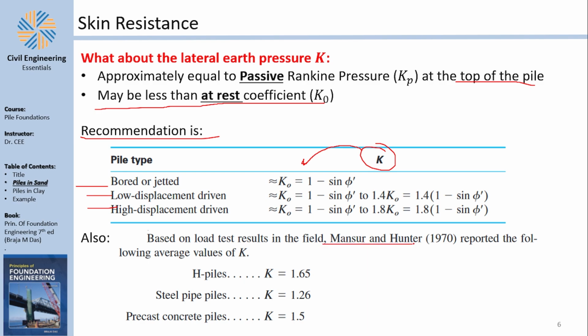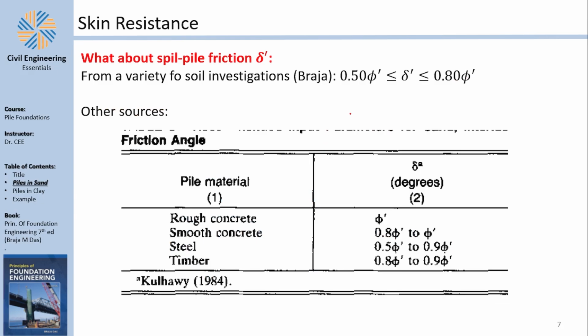There is also Mansur and Hunter from the 1970s that tell you that here are the magic numbers for, I don't know, like piles. I'm kind of a fan of this because it takes the soil characteristics into equation, because this is kind of odd because I don't know exactly what the soil is. So I'm a fan of this one. We still need also to know what the soil to pile friction is.